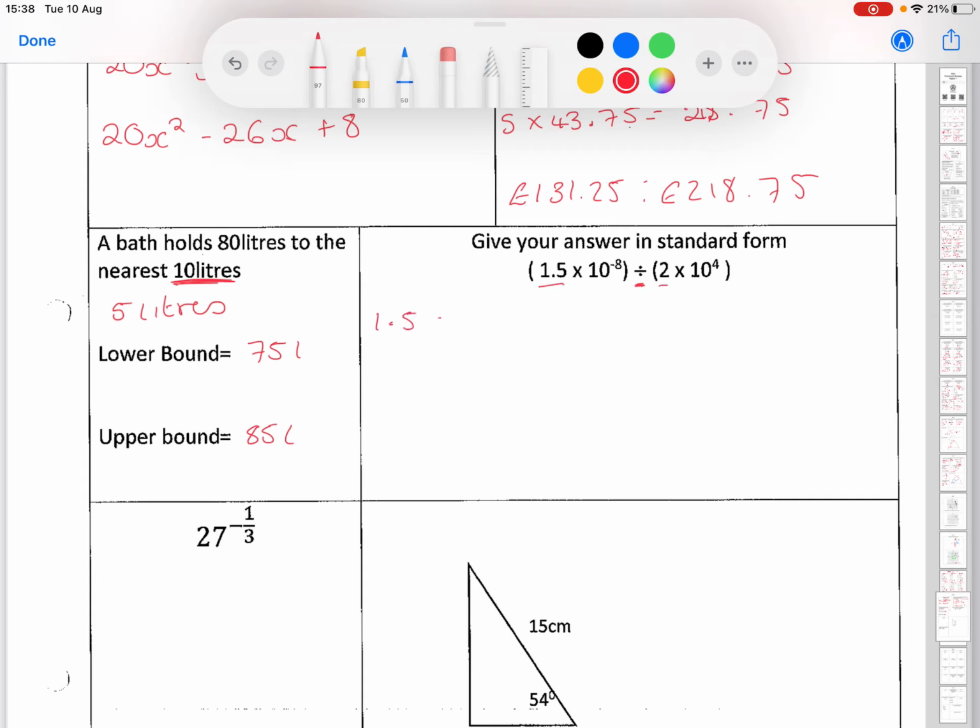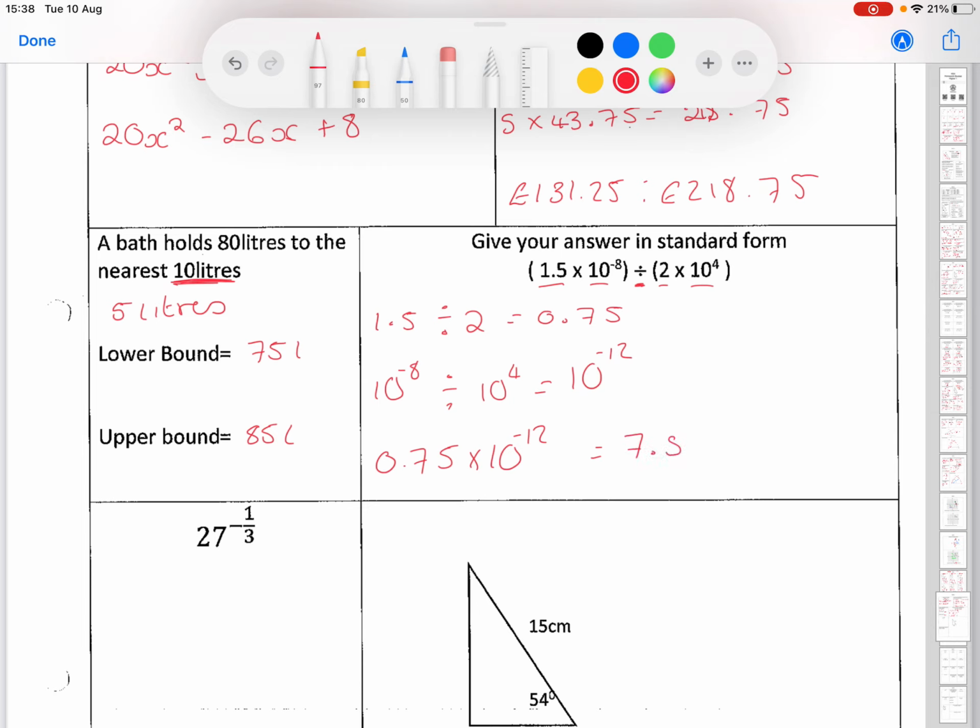Calculate in standard form, so we're dividing. When we're dividing, you want to divide your two numbers. So we're going to do 1.5 divided by 2, which is 0.75. Then we're going to divide our powers: 10 to the power of minus 8 divided by 10 to the power of 4. When we're dividing, we subtract our powers. So we've got minus 8 minus another 4, that's going to be minus 12. So our answer is going to be 0.75 times 10 to the power of minus 12.